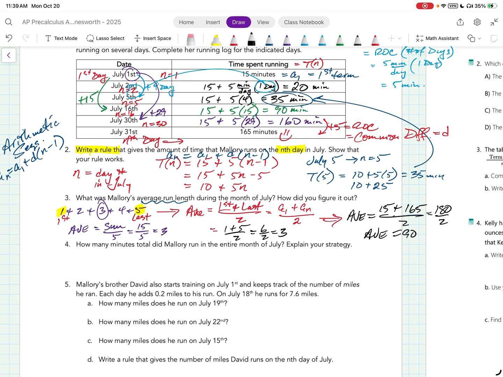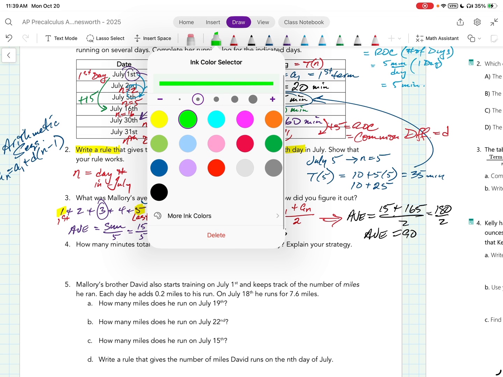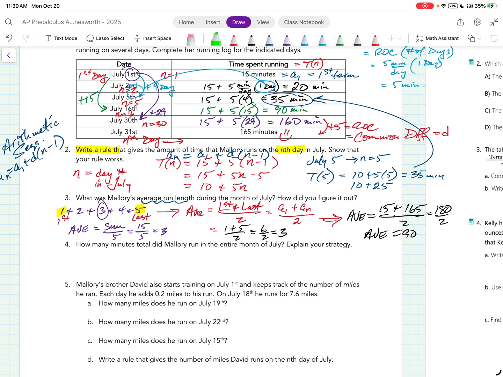Now, in the table, let's take a look at it. Where does that fall? And 90 is right here. So 90 right there happens to be in the middle. The 16th is the middle of all the data. It's called the median. So the average, another name for that is the median, which is a fancy way of saying middle number. And the 16th is in the middle of the month, right? So this right up here is the average time, the average runtime.